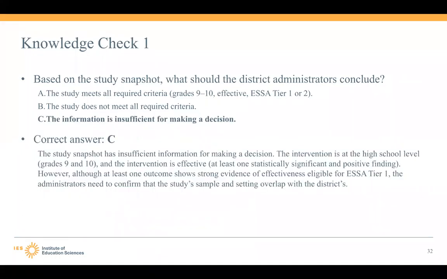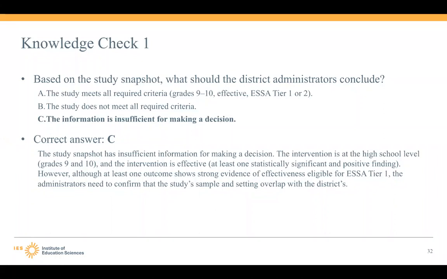So we had about half of you voted, and lots of you have selected A. But many of you have also voted and have chosen C. Now, the C here is the correct answer. So the information in the snapshot is insufficient for making a decision.